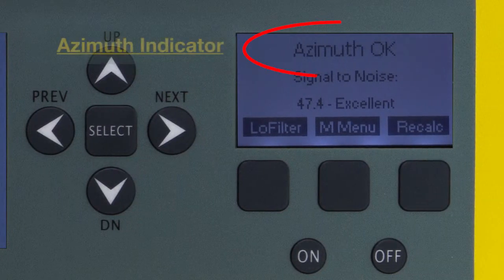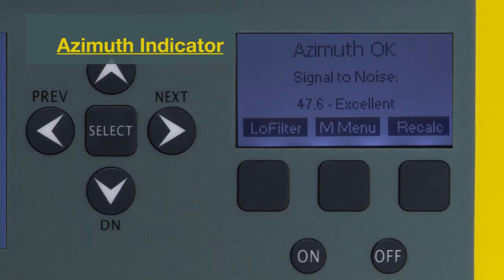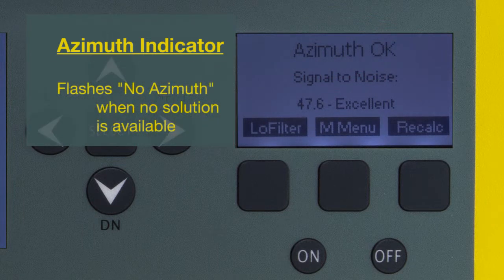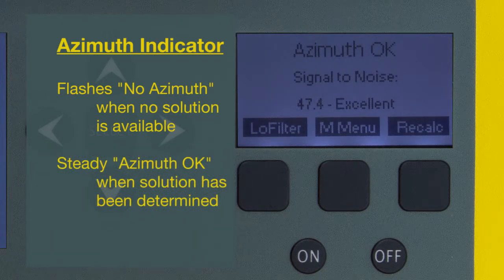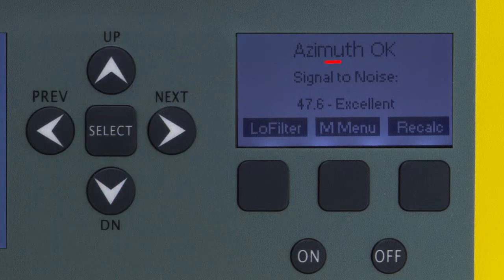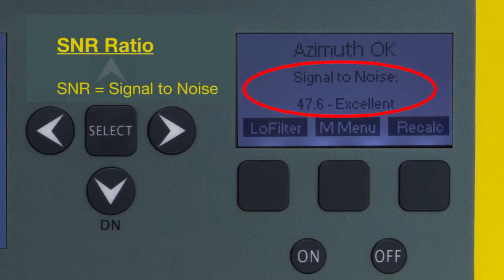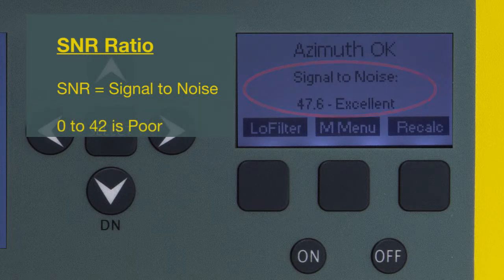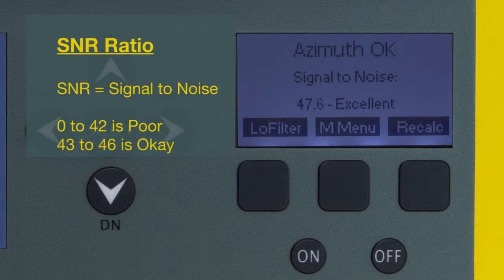On the right or horizontal screen, the first thing we see is the azimuth indicator message. It will flash no azimuth when no azimuth solution has been determined. Otherwise, a steady azimuth OK will be displayed when a solution has been calculated and displayed. Next up, the signal-to-noise ratio, or SNR, is displayed. An SNR value less than 43 is considered poor, from 43 to 46 is considered OK, and anything 47 or higher is considered excellent.